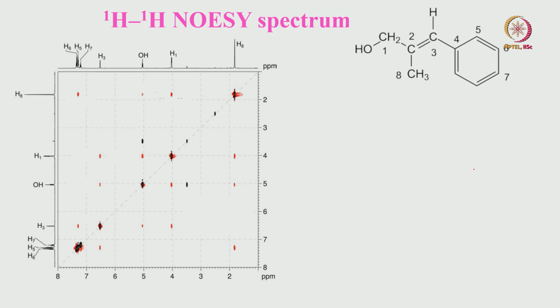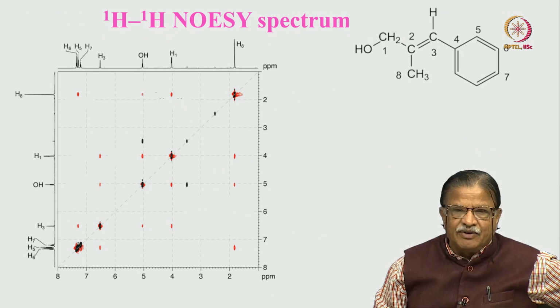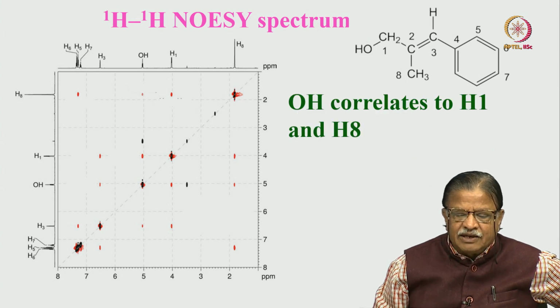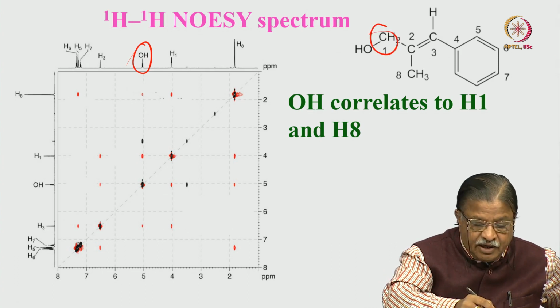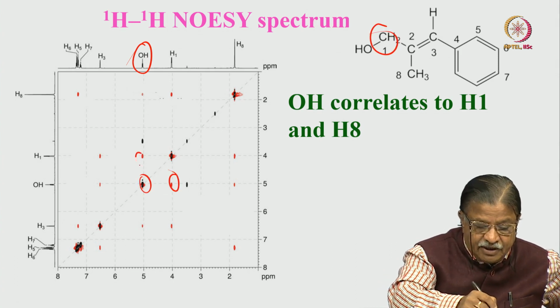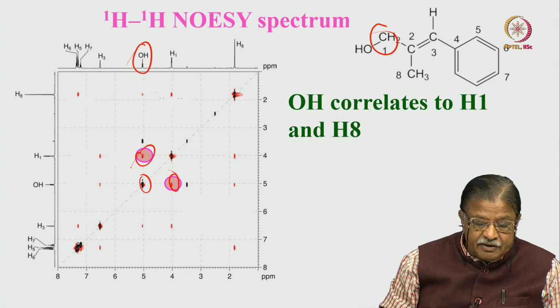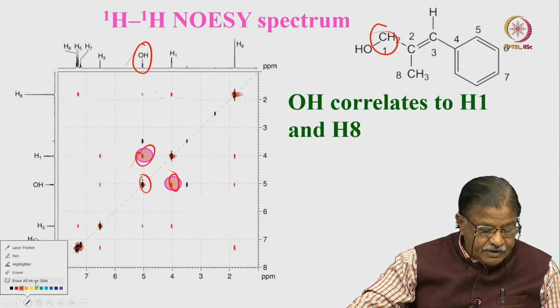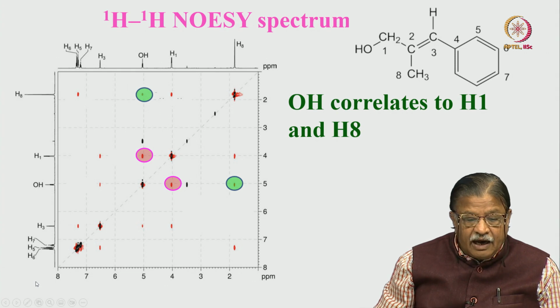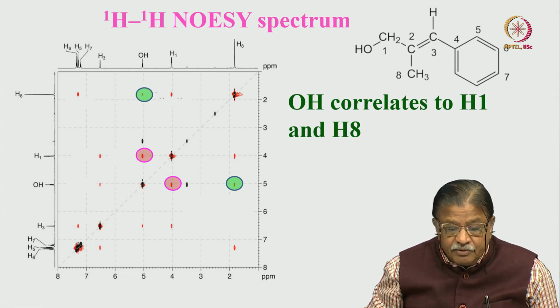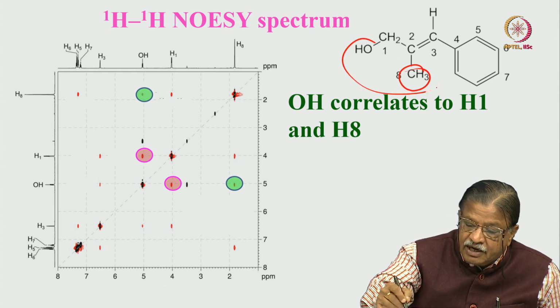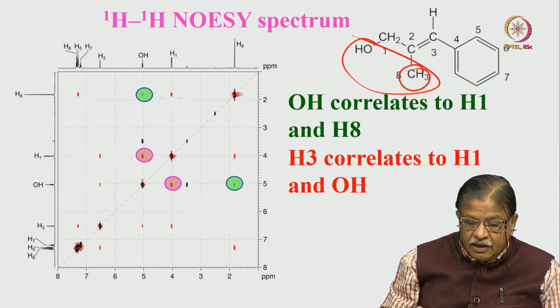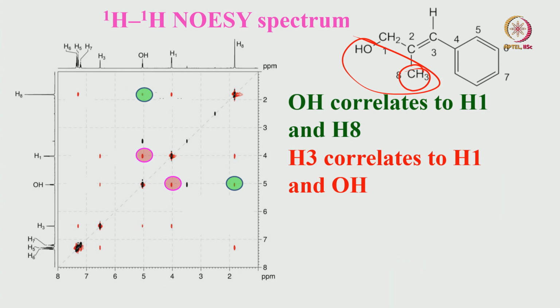With that information, now we go to NOESY. This is where you are going to get clear information. OH correlates to H1 here. This is an OH proton, and it correlates to H1 here. You see, there is a correlated peak; these two are correlated. And then OH is also correlating to H8, this one. This tells me these two are on the same side, spatially close to each other.